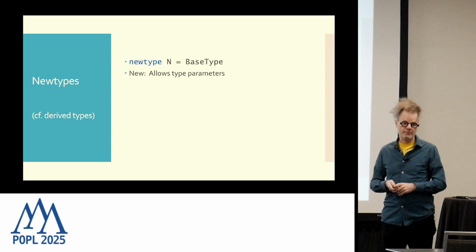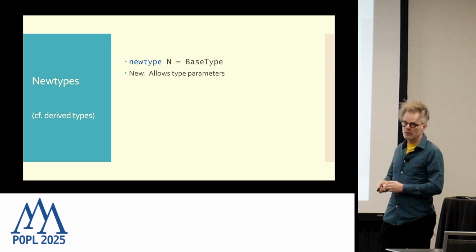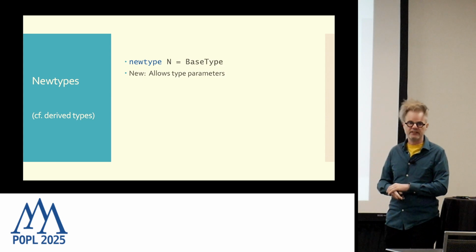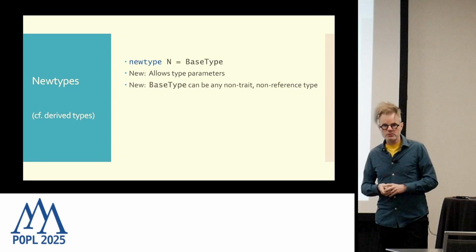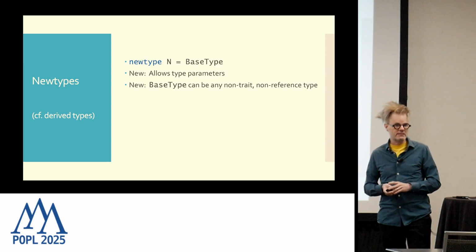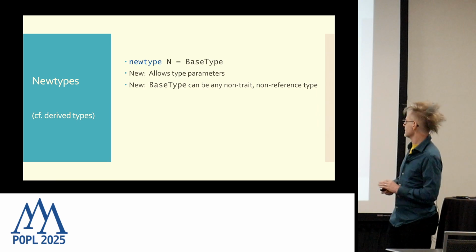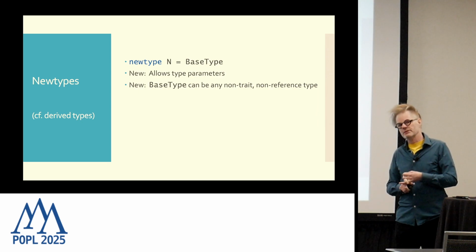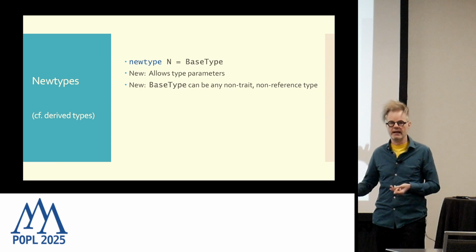And you can declare members of new types. New types didn't always support type parameters. That's new in the last, I think, year or something like that. What's also new is that the base type used to be only integer base types and real base types. But now they can be any type, or almost any type. They cannot be traits and they cannot be reference types. The reason they cannot be reference types is that if you want a different reference type, you would declare a different class.